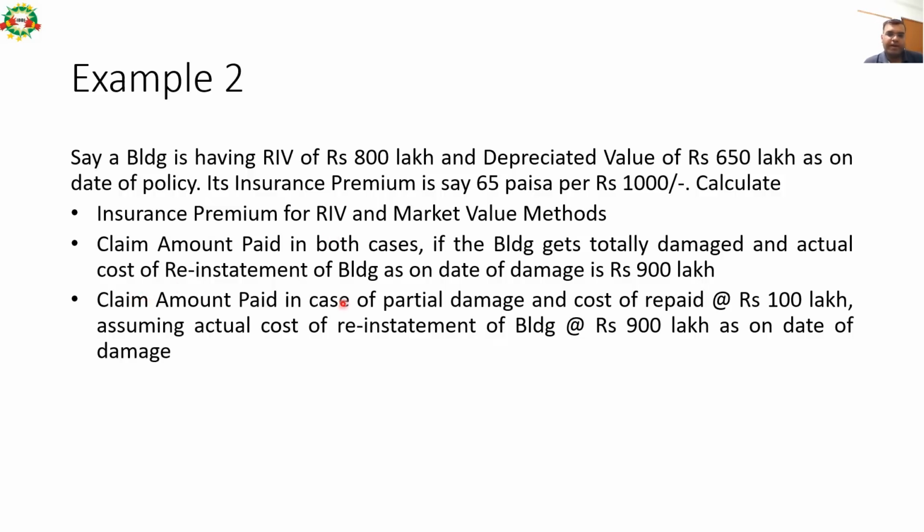Claim payout paid in both cases, RIV and market value methods. If the building gets totally damaged and actual cost of reinstatement of building as on date of damage is 900 lakh rupees. Claim payout, claim amount paid in case of partial damage. So here there is a full damage, here there is a partial damage, and cost of repair is 1 crore rupees, 100 lakh rupees, assuming actual cost of reinstatement of building is 900 lakh rupees as on date of damage.